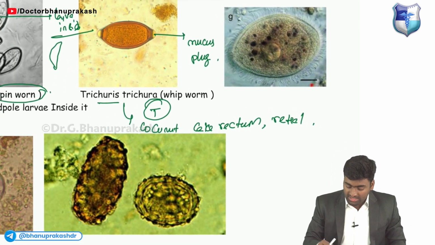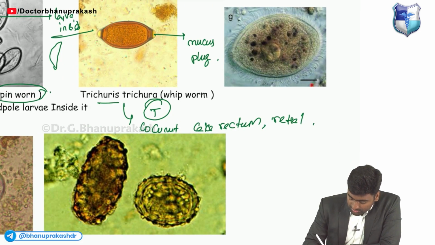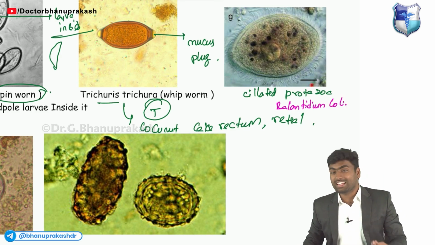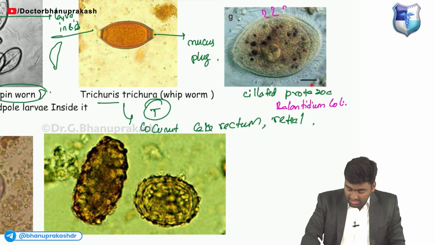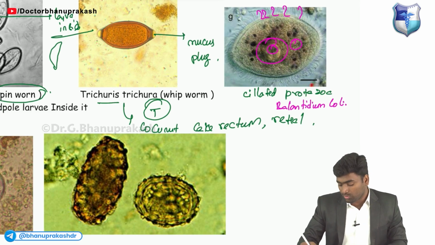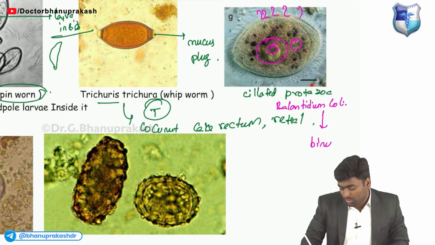Okay, and next, this is the only ciliated protozoa. It is what? It is Balantidium coli. So Balantidium coli is the only ciliated protozoa. You can see the cilia. And it will be binucleated. It will be having two nuclei, one big one and one small one. So Balantidium coli will be having binucleated.